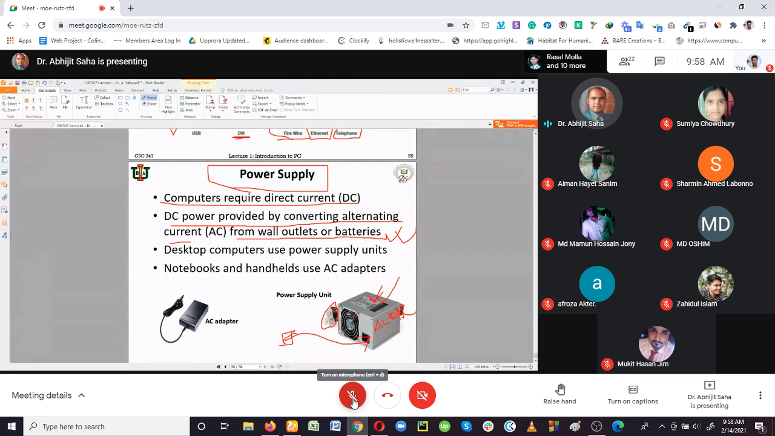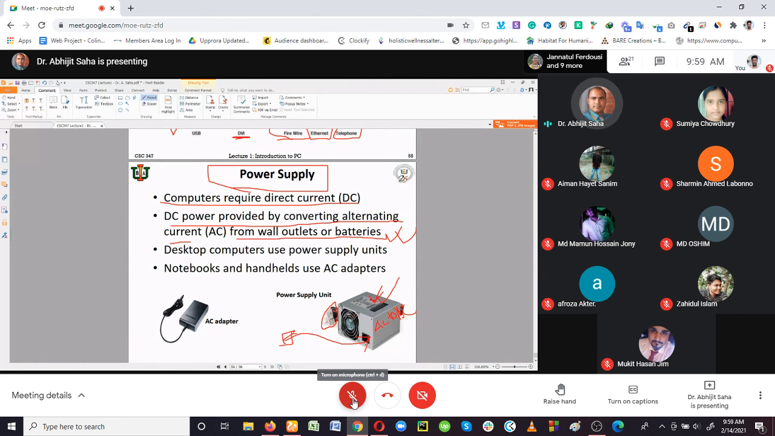Remember, converting the current from AC to DC is not the only job of the power supply. The different components you use in the computer system require different amounts of voltage. So it is also the job of the power supply to provide the required power for the different devices.